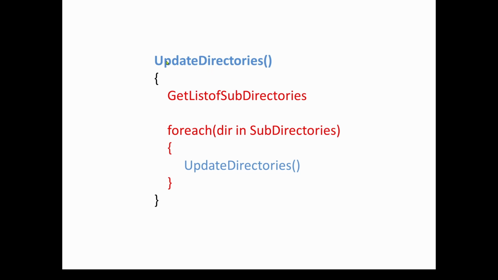So we can imagine we might have a method that looks kind of like this, where the method is update directories. And the first thing we do is we say, hey, for this directory, give me a list of subdirectories. And then for each directory in subdirectories, we can call this method again. We can recursively call the method to say, okay, now that we've got the subdirectory, get a list of sub-subdirectories. And then for each directory, recursively go back and run this method again.